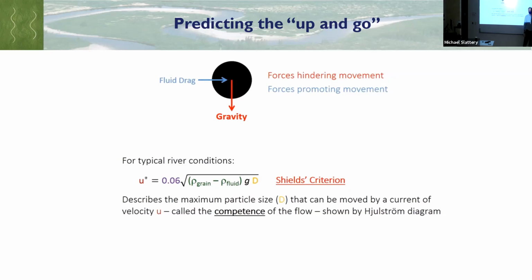And we can do that, and that's called the competence of a river. So when we talk about river competence, the competence is the velocity particle size relationship. What is the maximum particle size that could potentially be moved under a given velocity? Does that make sense? Right? Okay, and it's shown by this diagram.